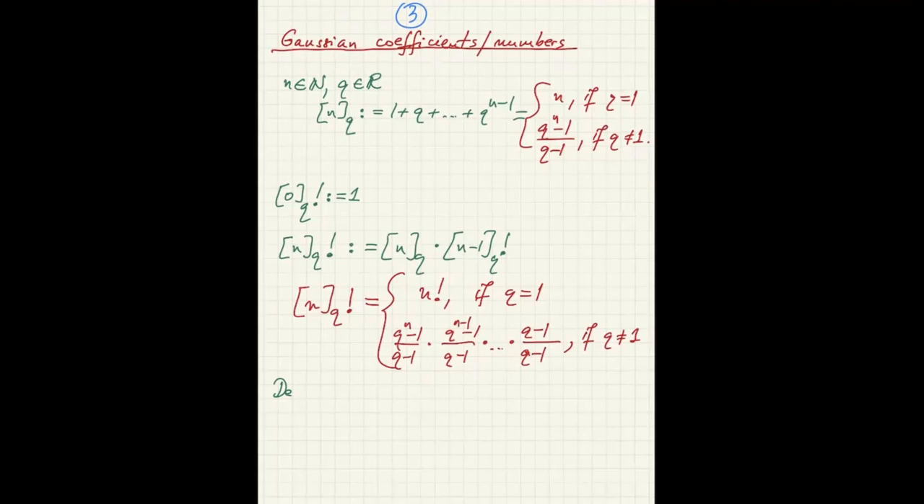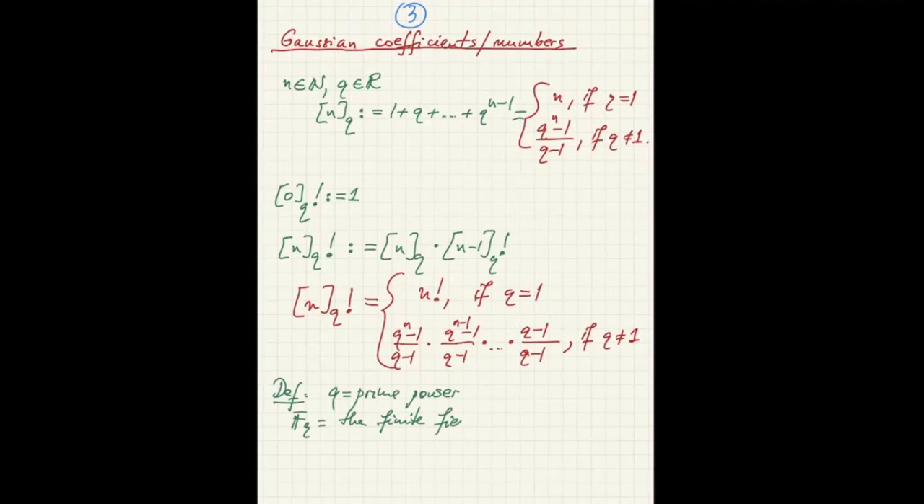Now I'll take q to be a prime power. And by Fq, I will denote the finite field with q elements. As we mentioned in a previous lecture, when q is a prime, this is the same as the integers modulo that prime. But when q is not a prime and is a prime power, like 4, 8, 9, and so on, Fq is not the same thing as the integers modulo that number.